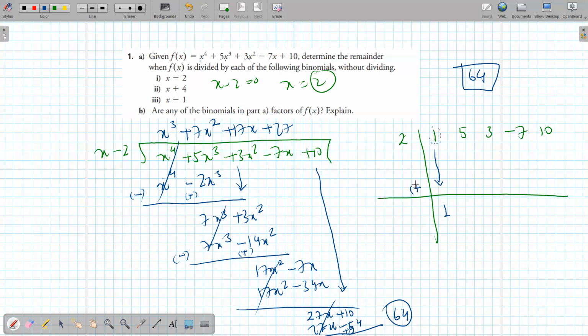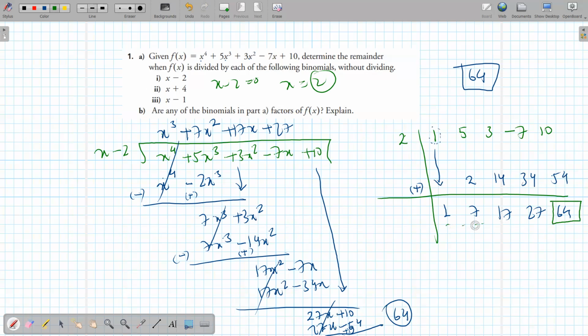And in synthetic division, we always add. And then up here, you do 2 times 1, it goes up there, you add, you get a 7. You see that? And then I can do 2 times 7, it goes up here. So that'll be a 14. And then you add them, 17. 2 times 17 is 34. You add them, that's 27. 2 times 27 is 54, and you add them, you get 64. And in synthetic division, this last number will always be the remainder.